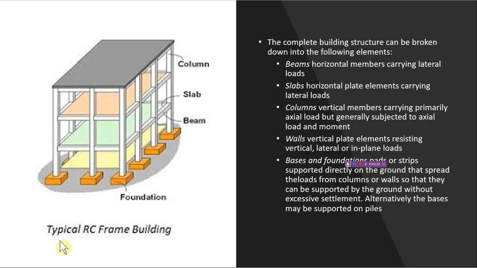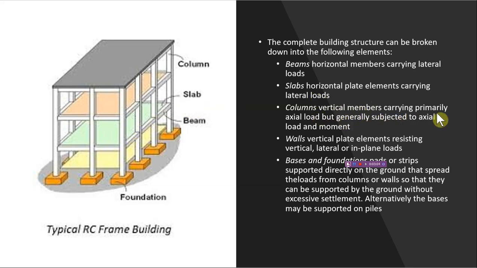So this is a typical RC frame building. The complete building structure can be broken down into the following elements. First element here is the beam. Beam is a horizontal member carrying lateral loads. So this is an example of a beam, the horizontal member. Horizontal means melintang.